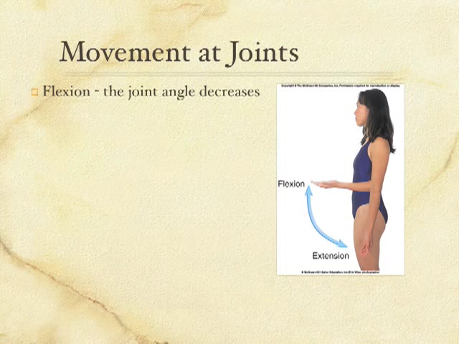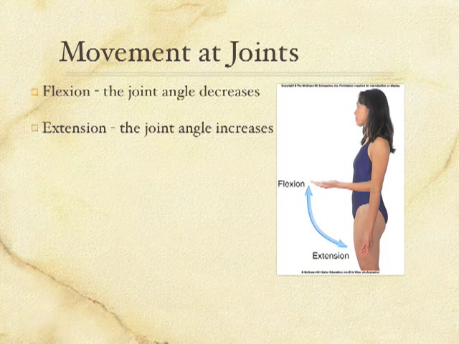And so obviously extension would be the opposite of that, wouldn't it? If the joint angle, or the number of degrees in the angle between the two bones, was getting larger, we would describe that as extension.